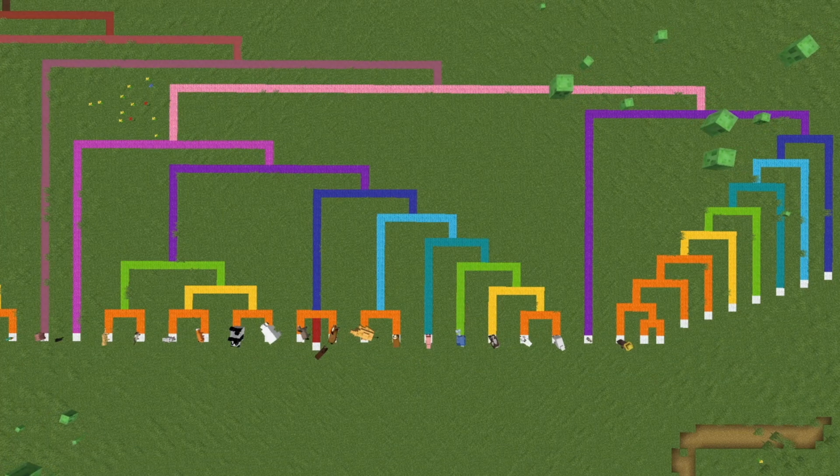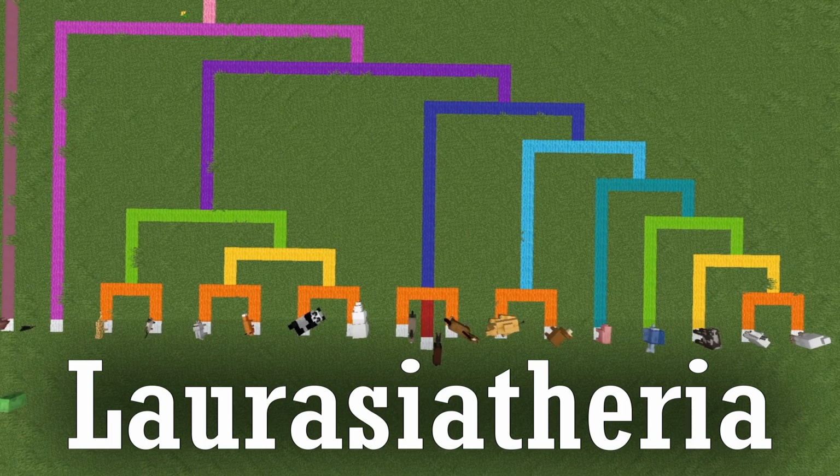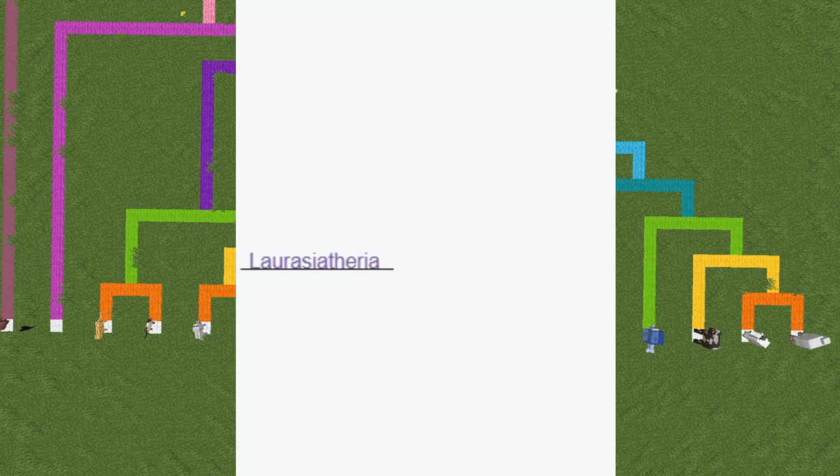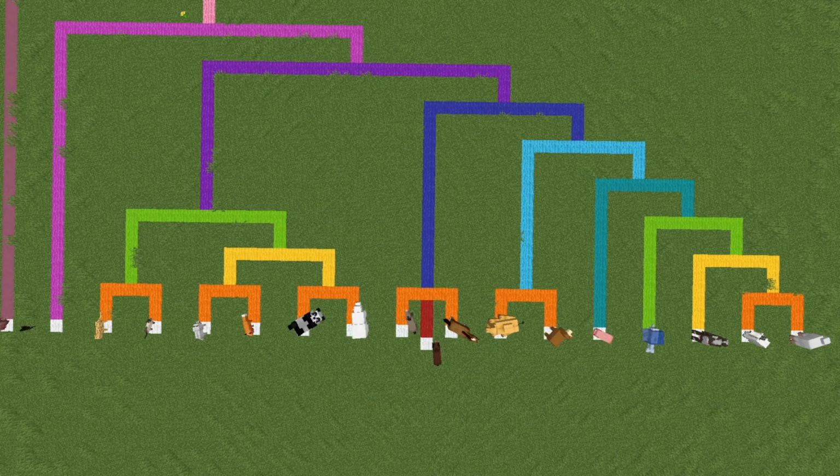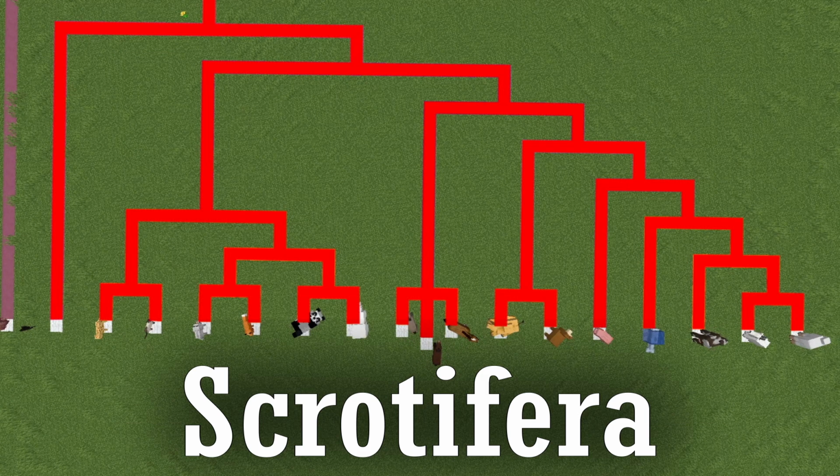Boreoeutherians can then be subdivided into Euarchontoglires and Laurasiatheria. Euarchontoglires includes primates, rodents, rabbits, and some other stuff too. That's where our story ends, so we'll move on to Laurasiatheria, which includes all other Minecraft mammals. Laurasiatheria can be subdivided into Eulipotyphla and Scrotifera. Eulipotyphla includes stuff like shrews, but none of these guys are in Minecraft, so all of these mammals are Scrotiferans.